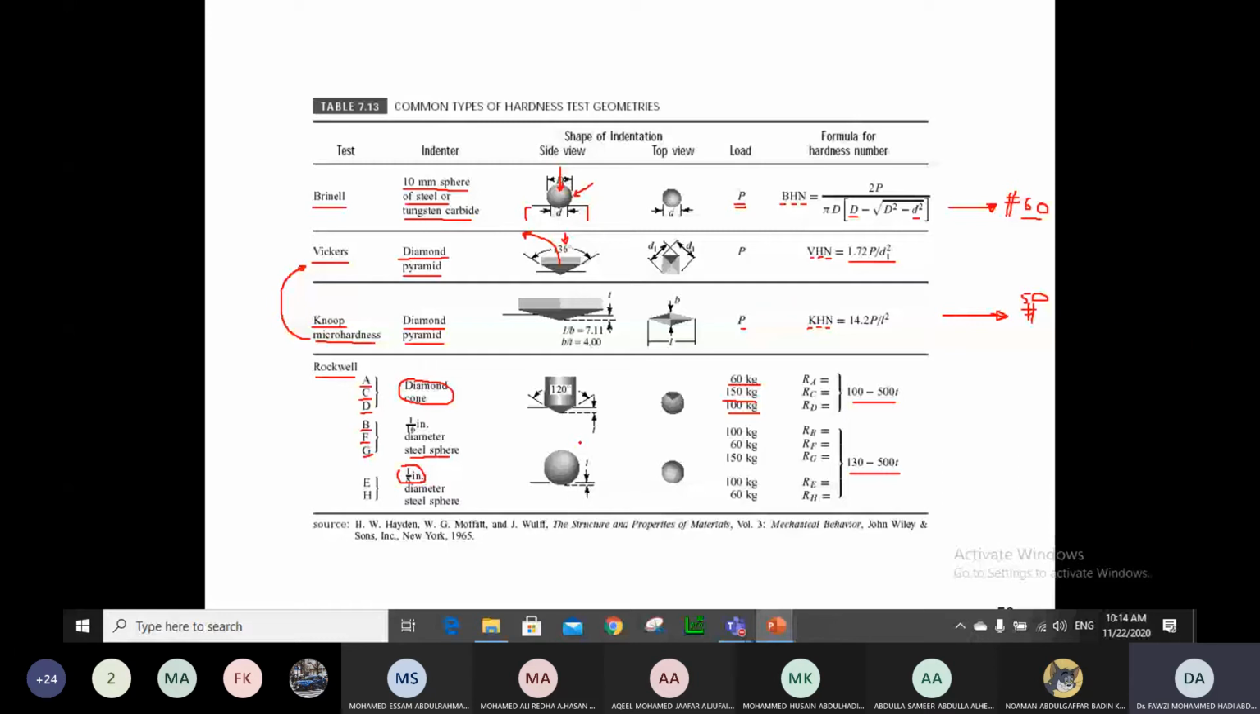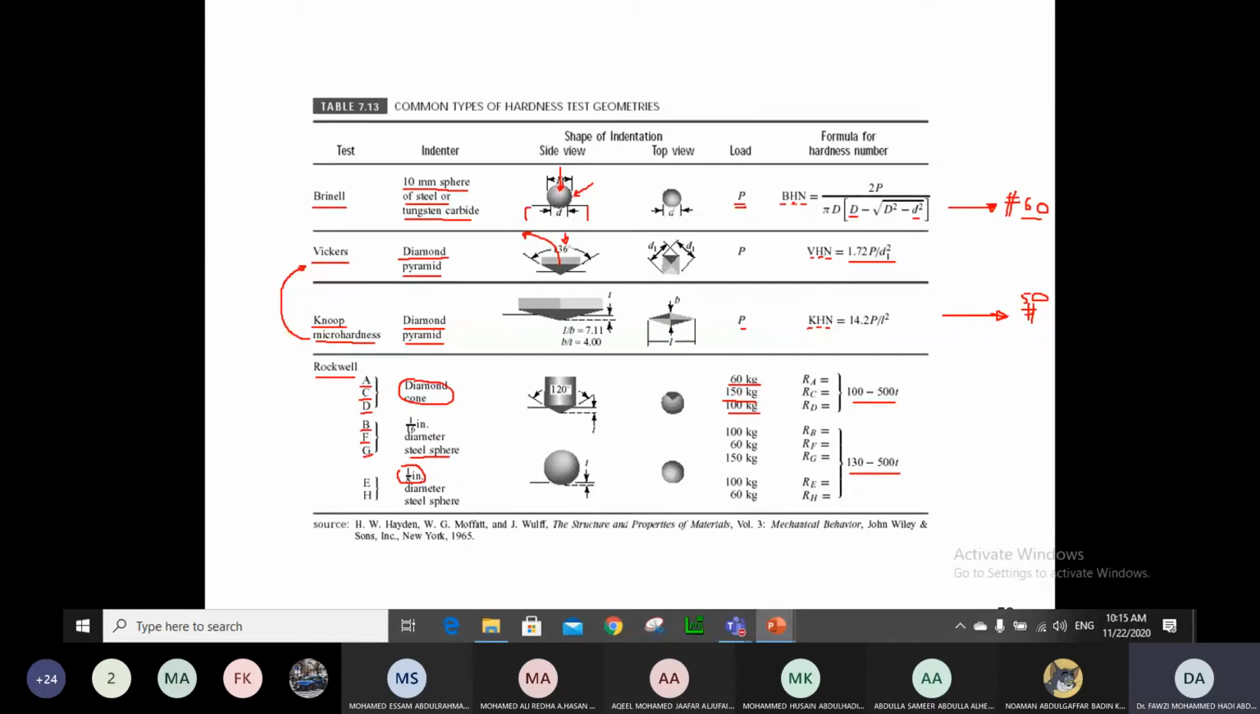The shape of the indenter, the material of the indenter, and the force you use for the indentation are all different, and that's why, again, it's not something that you will be comparing. Hardness testing is more qualitative than quantitative, and that's why we use a number. It's not very well defined, not like the other tests.